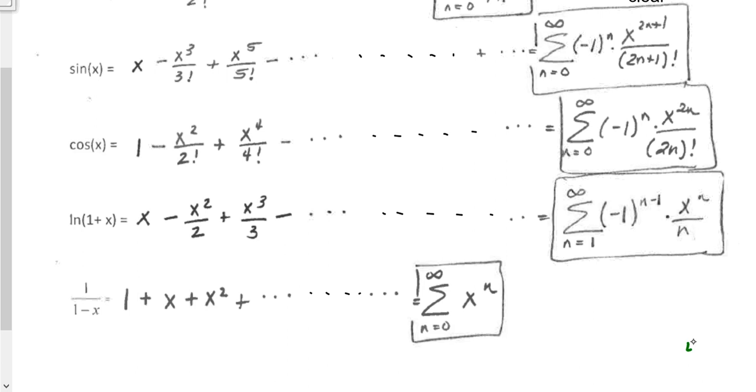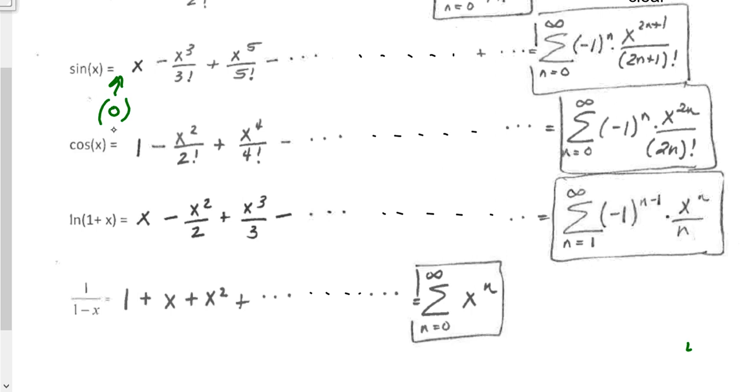Sine of 0 is 0. So the constant that you're going to begin with is 0. So that's not going to count as one of your non-zero terms, obviously. And then since sine is an odd function, you see the odd powers show up here.